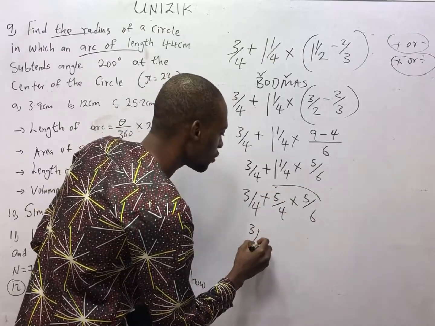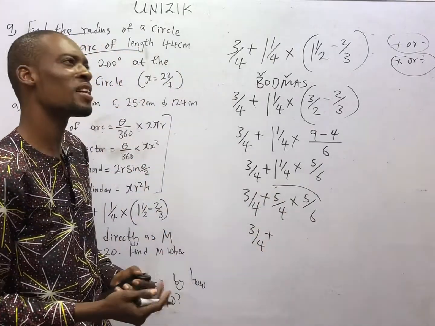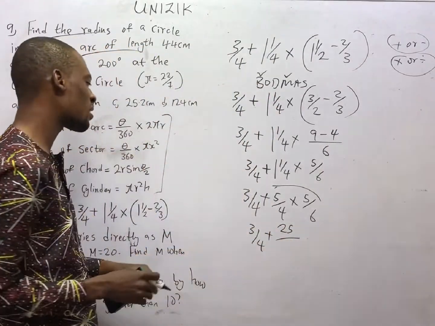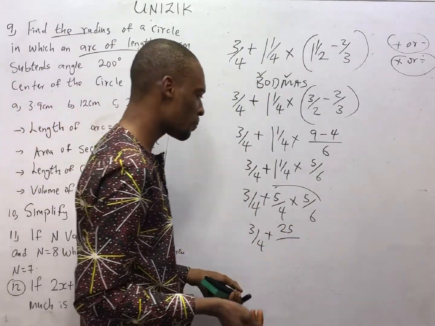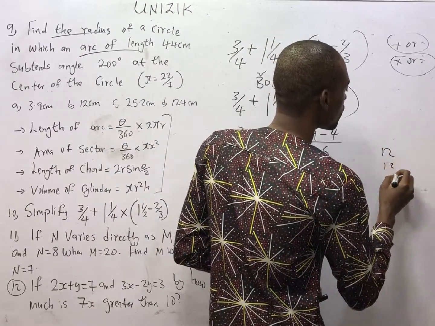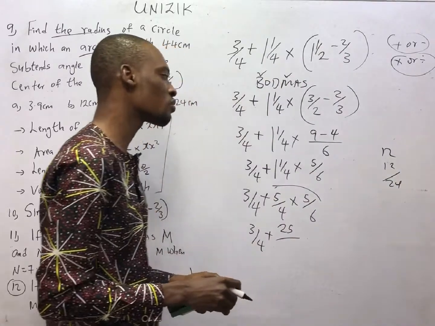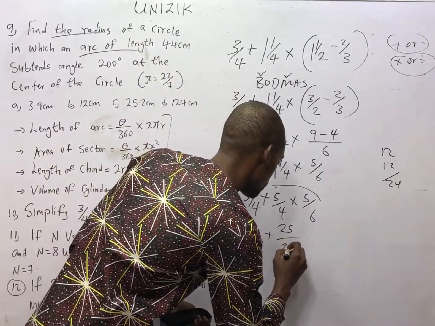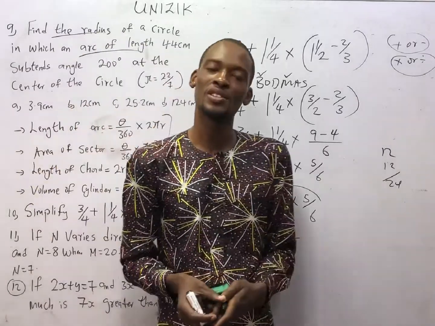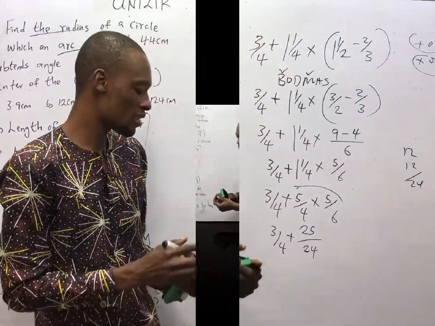So 3 over 4 plus 5 times 5 is 25 over 4 times 6, meaning 6 into 4 places. So 6 into 2 is 12, another 12, that's 24. So 4 times 6 is 24. So 3 over 4 plus 25 over 24 is simply the simplified version.